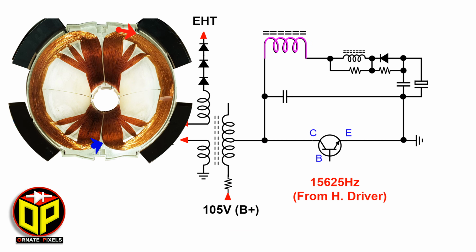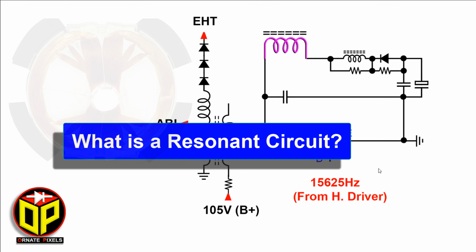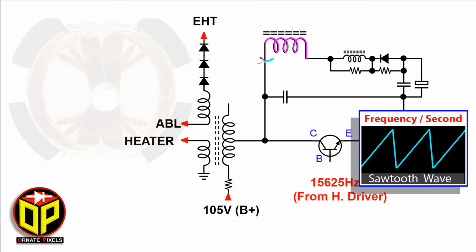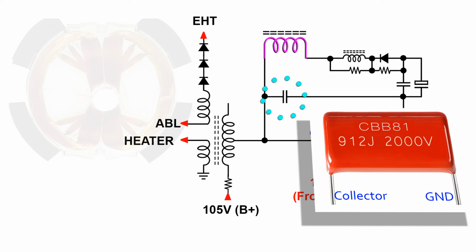The two terminals of the horizontal yoke coil are connected here in the circuit. The sawtooth wave is amplified by the transistor and fed into the yoke coil by this terminal, and the other terminal is connected to the ground through the resonant circuit. What is the resonant circuit here? A circuit consisting of an inductor and a capacitor in series or parallel, determining the frequency, is a resonant circuit. This capacitor is connected from the collector to ground. It is the damping capacitor.